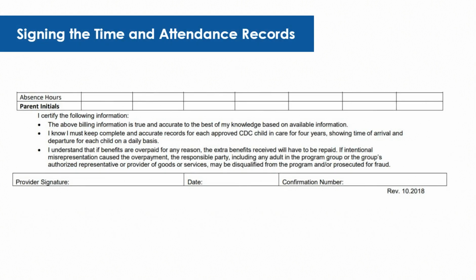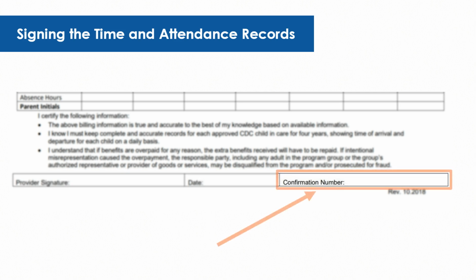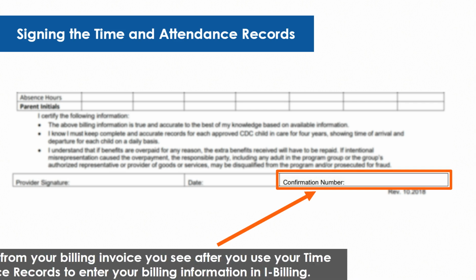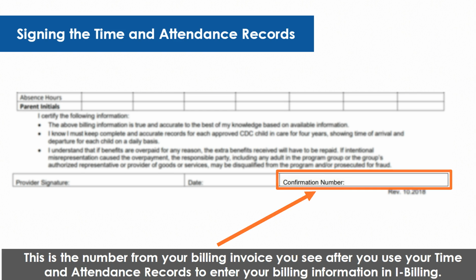At the end of each pay period, you will want to sign and date your time and attendance records. There's also a space for you to enter your billing confirmation number on your time and attendance records. This is the number from your billing invoice you see after you use your time and attendance records to enter your billing information in iBilling.